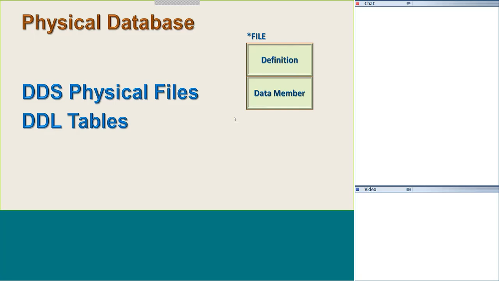There are two sections to the data member. One is fixed length fields, the other is variable length fields. And we'll come to that a little later, but they are in separate parts of the data member.